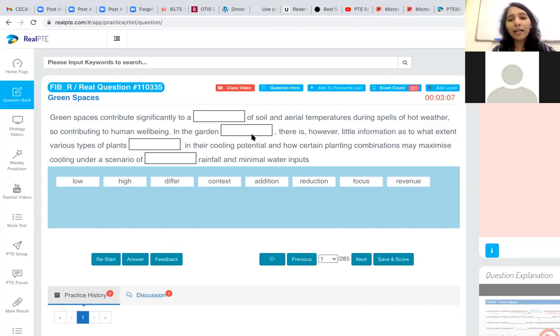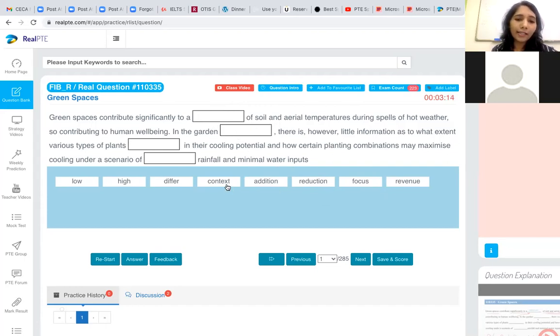In the garden dash, there is however little information as to what extent. So in the garden, what? In the garden, context. Or in the garden situation, there is however little information as to what extent various types of plants dash in their cooling potential. So it's differ or vary, how different types of plants vary in their cooling potential, and how certain planting combinations may maximize cooling under a scenario of dash rainfall and minimal water input.